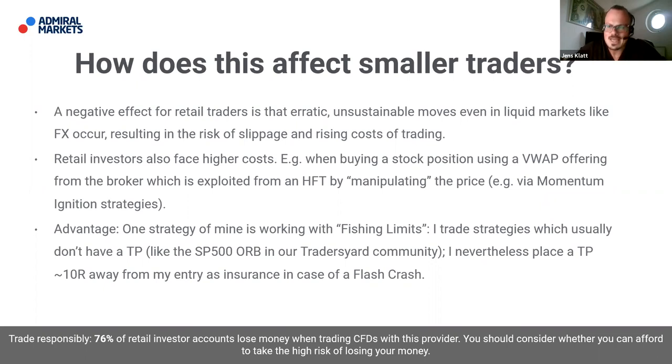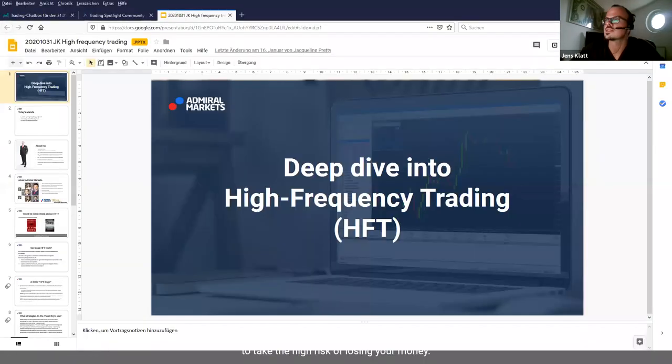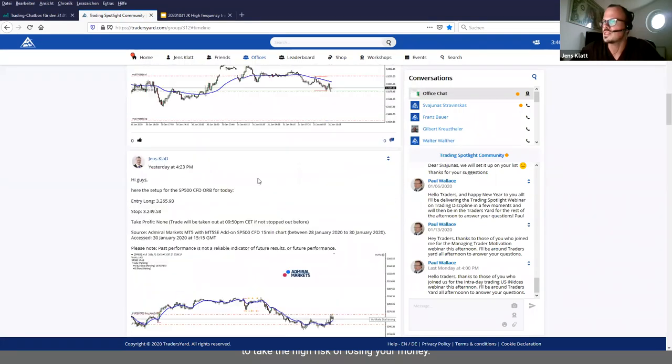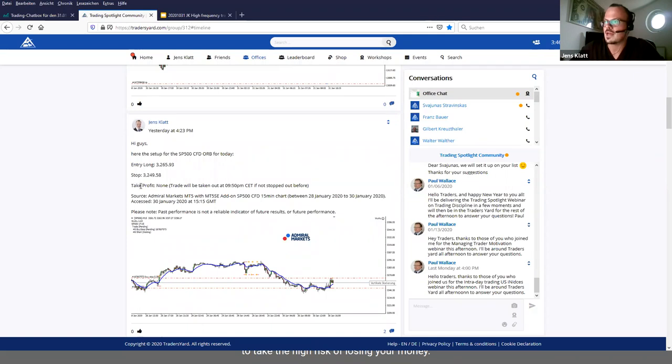Nevertheless, there's also an advantage, and something noteworthy. For example, you have probably seen in our Traders Yard community there's one approach I'm trading there, the S&P open range breakout approach. I can show this to you. One second, please. Let me just give you a quick glance at what I wrote yesterday. So here's the setup from yesterday. There you can see I write take profit: none. Now it's time to tell the complete truth. It's not none, but it's take profit 10 R away from the entry price.